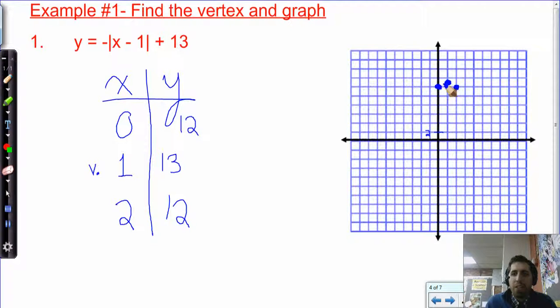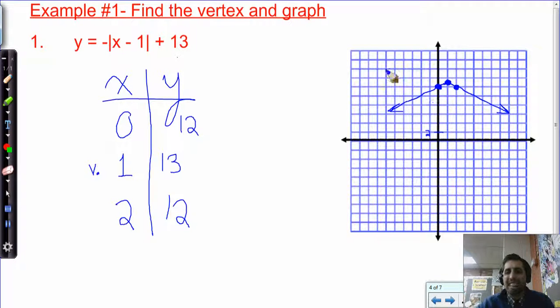So this is an example. I want to make sure I'm drawing this well. This is an example of an absolute value function that really doesn't have a minimum y value. It has a maximum. And why is it a maximum y value? Because this is going to be negative. We're switching the sign of whatever we get out of the absolute value. So we'll have 13, and then we're adding it with some negatives. So it's going to get lower. But the least amount of negatives we could have is 0 negatives. So the maximum y value is 13.